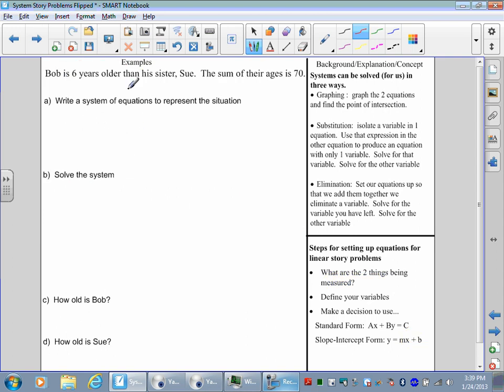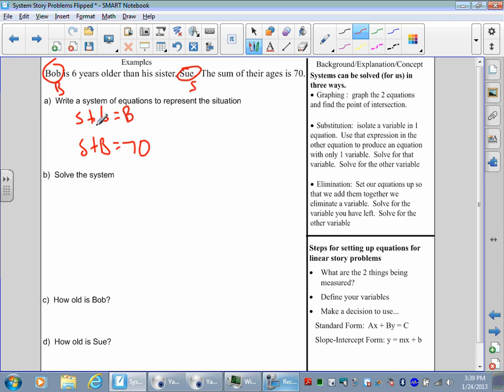Bob is 6 years older than his sister Sue. So to me, the two things being measured are Bob and Sue. Let's use B and S. What do we know about Bob compared to Sue? Well, we know that Sue's age plus 6 equals Bob, because Bob is 6 years older than Sue. And what do we know about the sum of their ages? Well, we know that S plus B has to be 70.